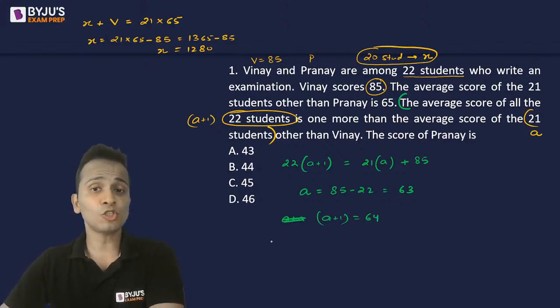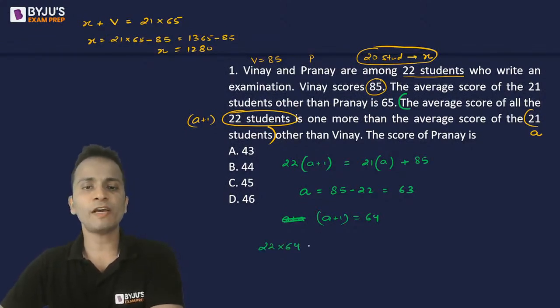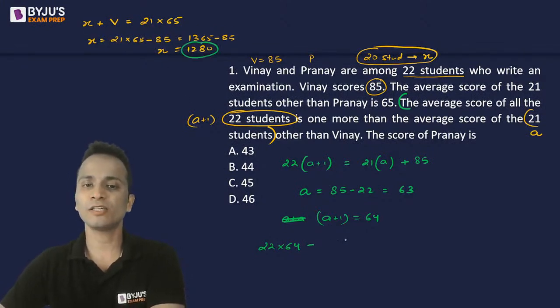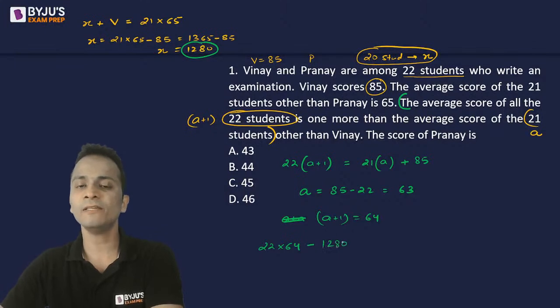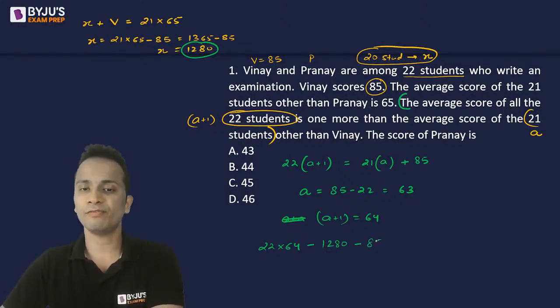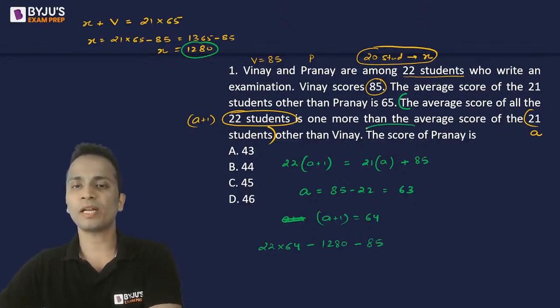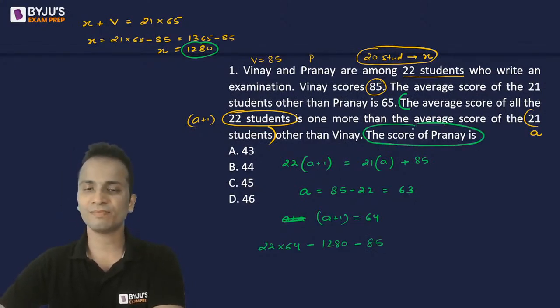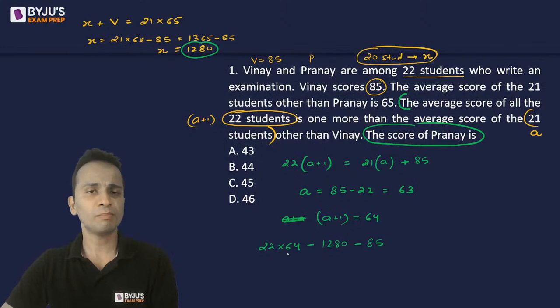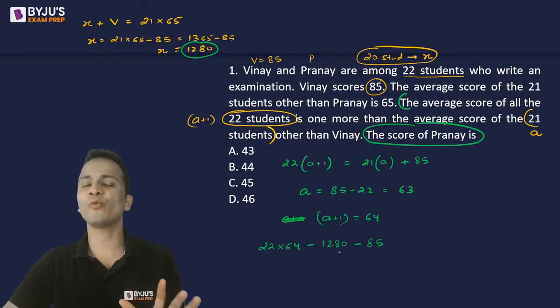That means the sum of the scores of all these 22 students will be 22 multiplied by 64. From which, if I subtract the score of these 20 students, that means X, that is 1280, as well as the score of Vinay, which is 85, I will get the score of Pranay, which I need to calculate. The calculations are in front of you. You can just do the multiplication and subtraction, and you will get your answer.